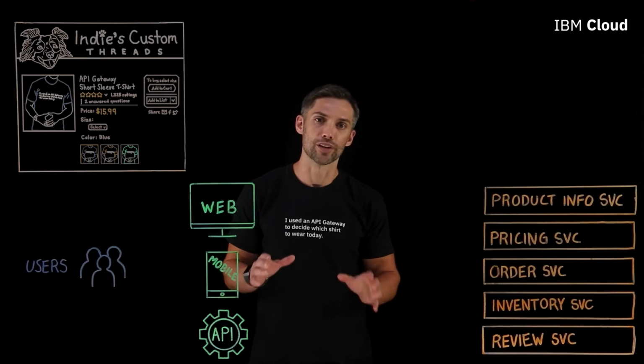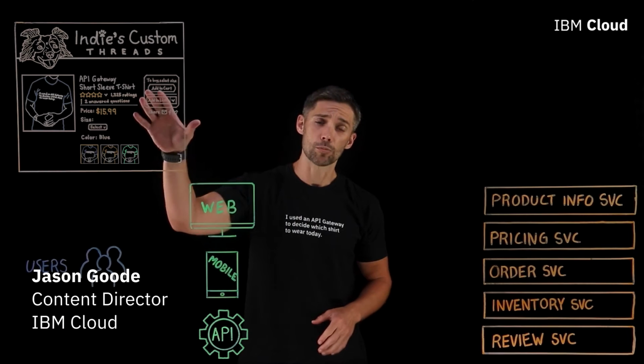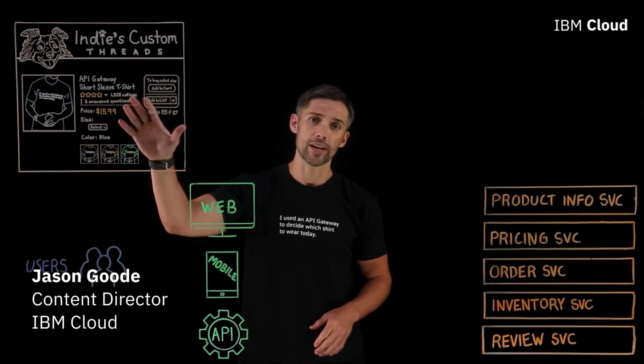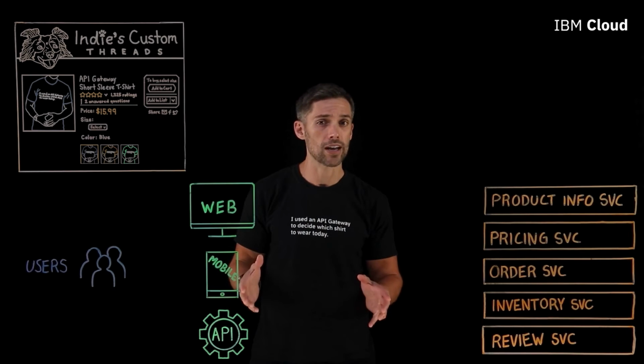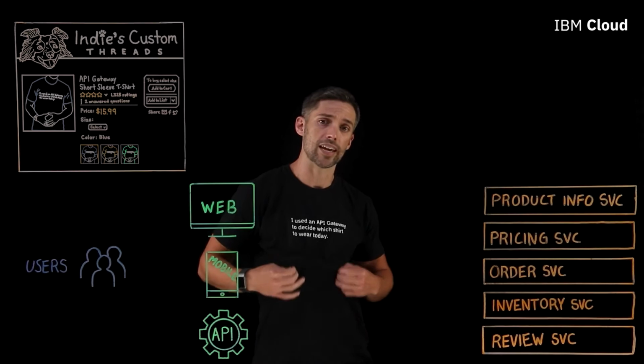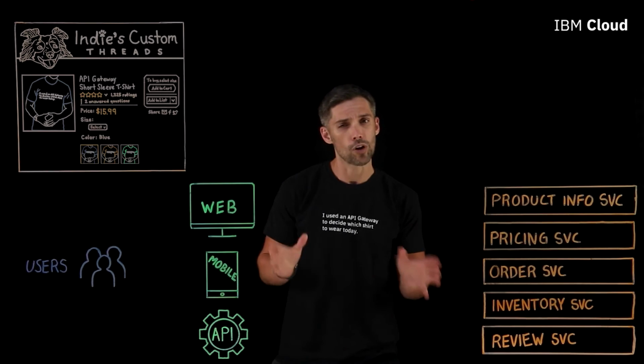So let's start off an example here. Let's say we have a fictitious e-commerce storefront, Indies Custom Threads. And in this store, you can order customized t-shirts, kind of like my nifty API Gateway t-shirt here. So let's walk through this scenario, right?